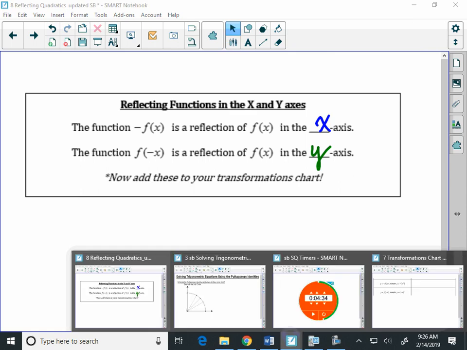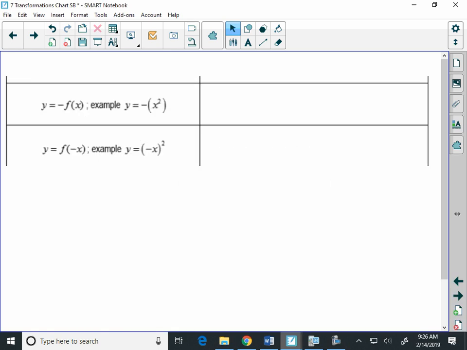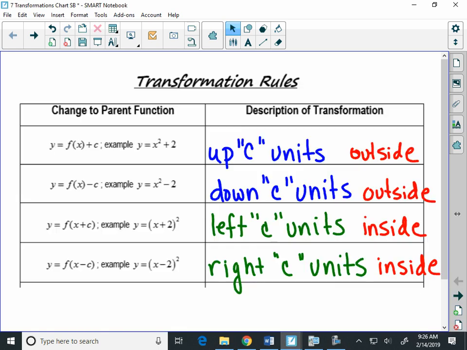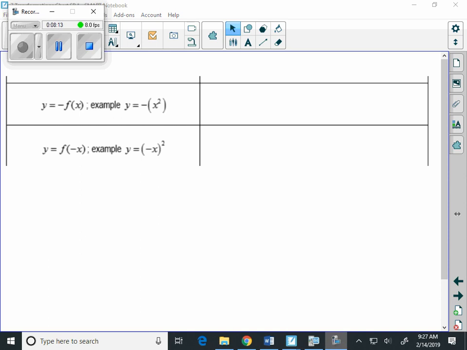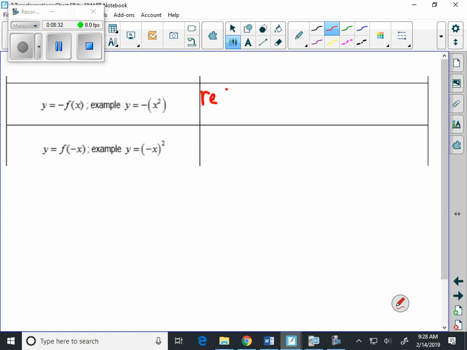So let's look back in our folders here for a minute. Yesterday we had the transformation chart. We filled in this much. So let's go to the next two. Again, with respect to our chart that we started already, when there is a negative in front of f of x, or a negative in front of the x squared, we reflect over the x-axis.